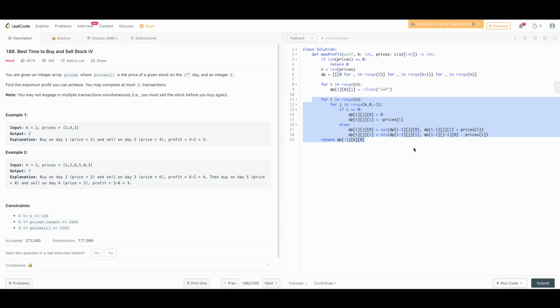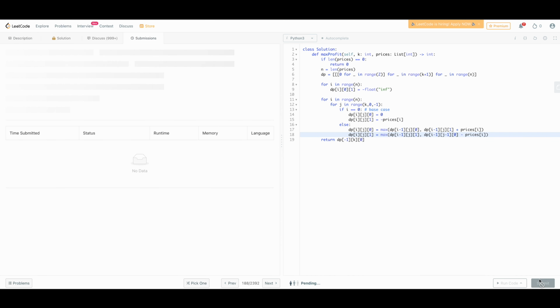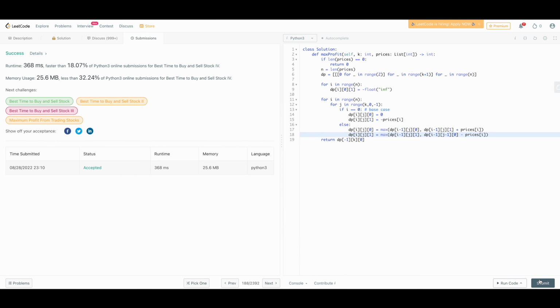And then here are just our two for loops that you just saw. This is our base case. And we have simplified this part, so that's it. And let's run this. So that's for problem 188, and let's look at the remaining 5 problems.